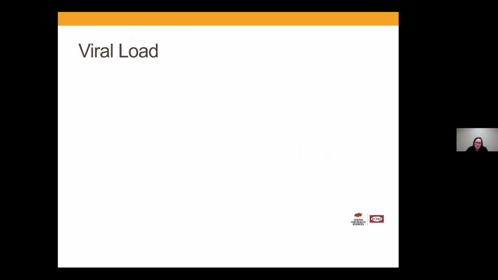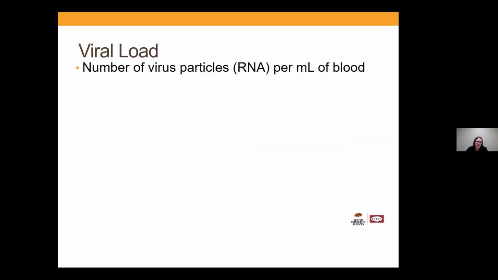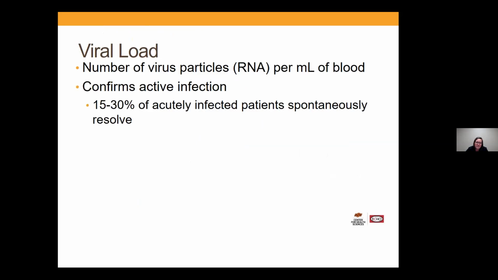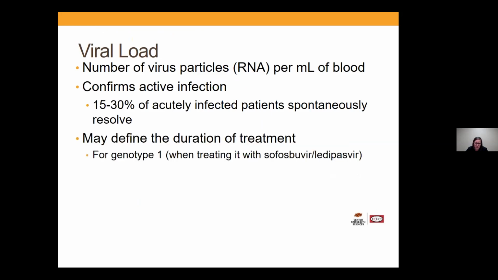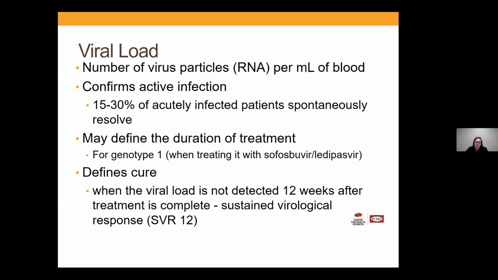So I wanted to talk a little bit about what a viral load is. So the viral load basically is just how much virus is in the blood. And this is what we use to confirm an active infection, because sometimes patients, they say about 25%, can spontaneously resolve the infection on their own. So they may not have ever been treated, but don't have an active infection. Our viral load may also help us define how long the treatment course is, and this is particularly true with sofosbuvir, ledipasvir, and genotype 1 patients.